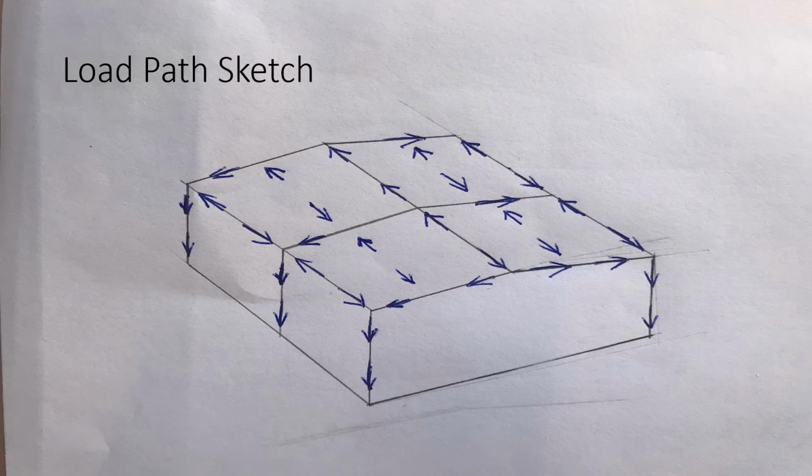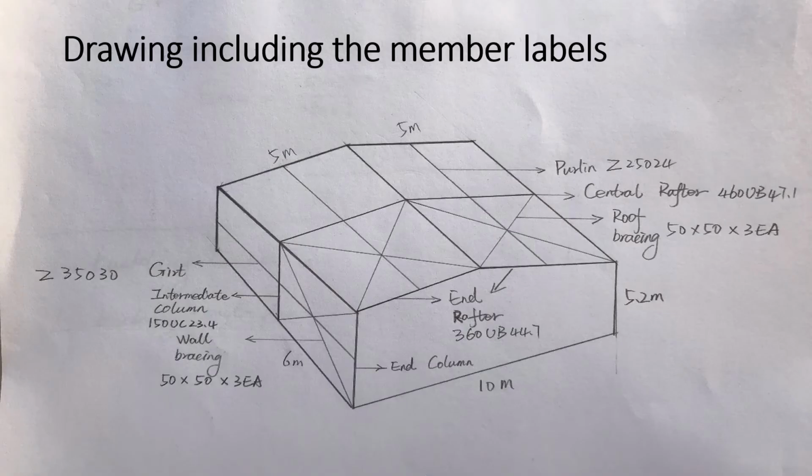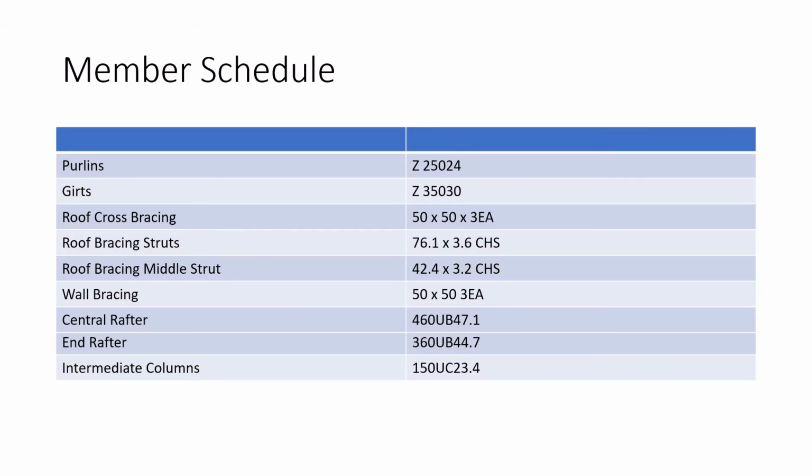Here is a sketch showing the gravitational and lateral loads for our shed. This drawing shows the member types we selected through the assignment. A 5.2 metre high shed spanning 10 metres with columns spaced at 6 metres, an intermediate column being a 150 UC 23.4. Here is our member schedule showing member types and section types used throughout the project.